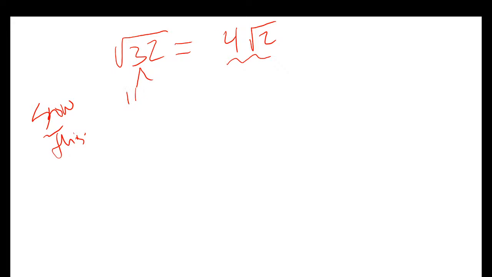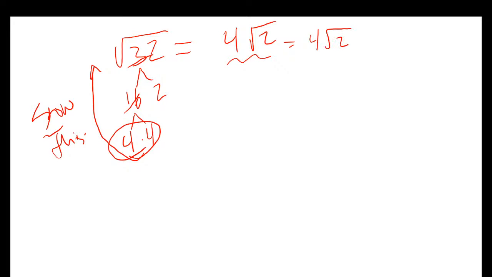Square root of 32 is 16 times 2. 16 is 4 times 4. And you're looking for perfect squares. So this is a perfect square. This 4 comes on the outside. And you get 4 square root of 2. Now, you get the square root of 2 because 2 is not a perfect square, and there's no other 2 in there. So that just stays on the inside.